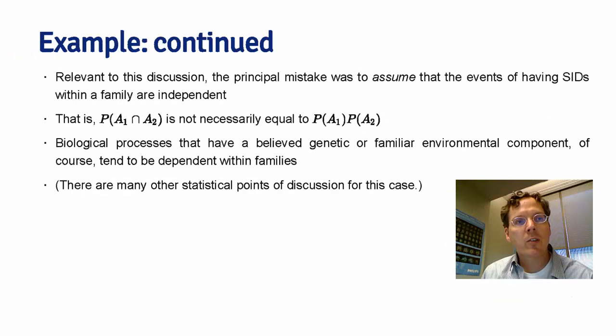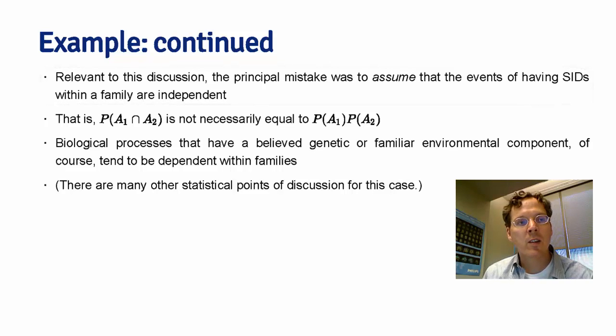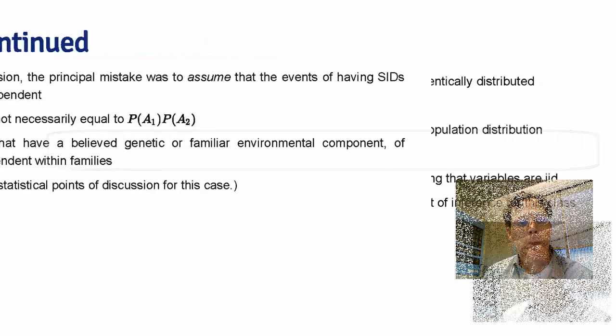Relevant to this class, the principal mistake was to multiply probabilities for events that were not necessarily independent. And it makes sense in this case to assume that the events would be dependent, because any biological process that has a genetic or familial environmental component is likely to be dependent within families.